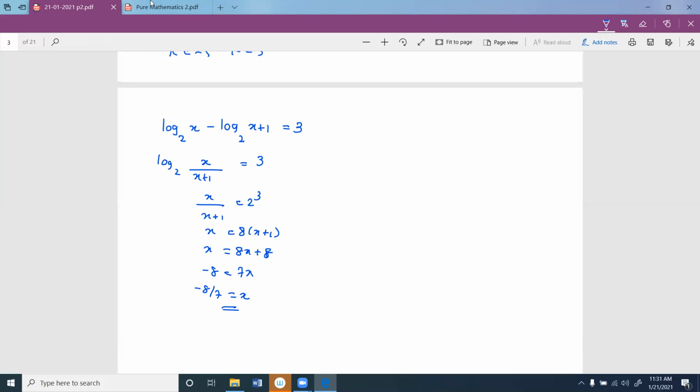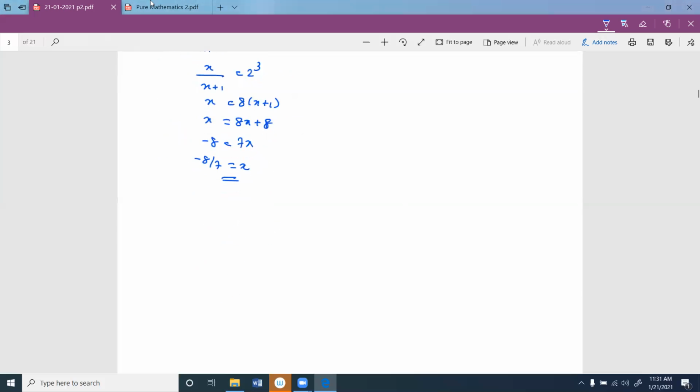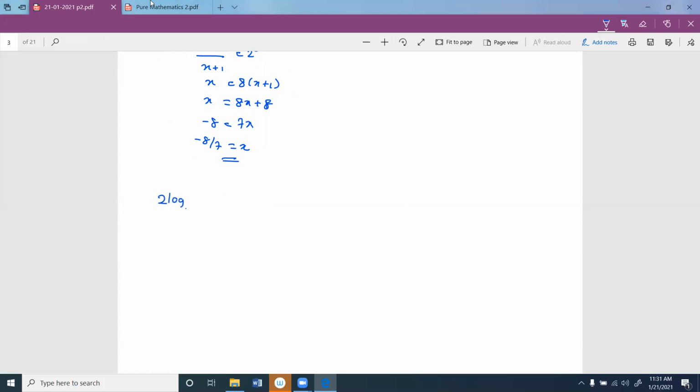Okay, right, that's how it comes. Let's go to another question. Suppose that we get a question like this: log base 2 of log base 3 of (x plus 1) is equal to 1 plus log base 3 of (x minus 1). Let's see how to do this kind of question. Initially, take all logarithm terms to one side. Then you can say 2 log 3 (x plus 1) minus log 3 (x minus 1) is equal to 1.